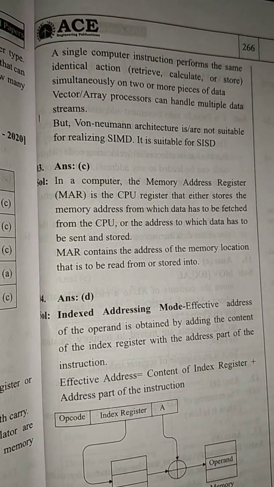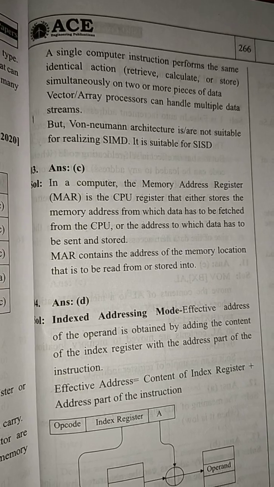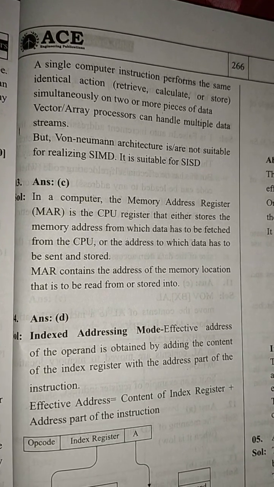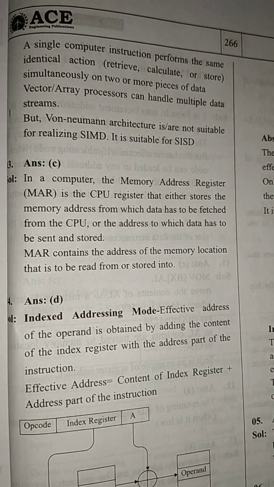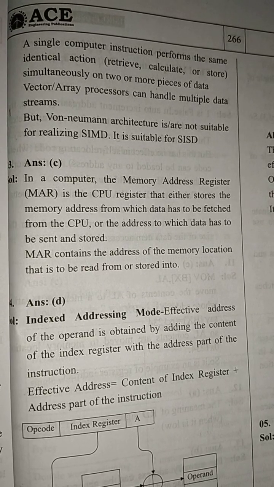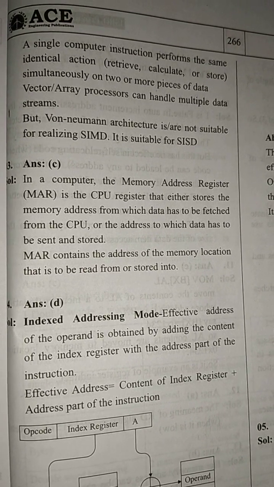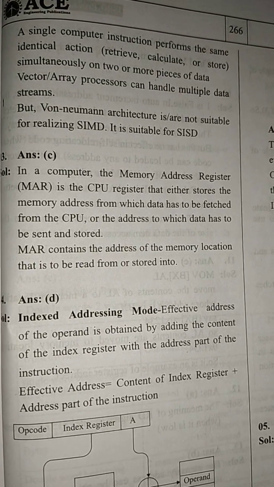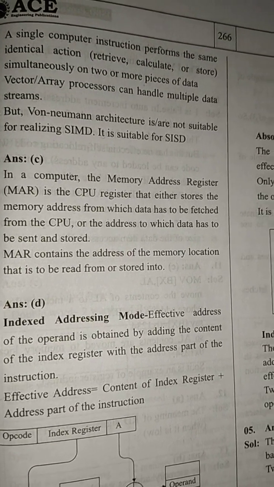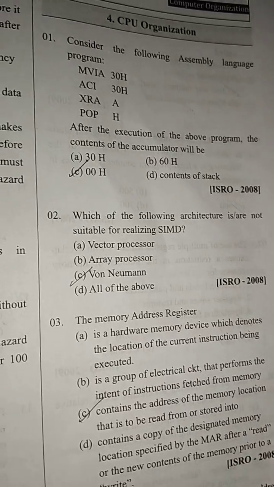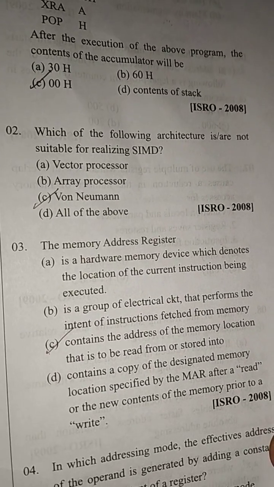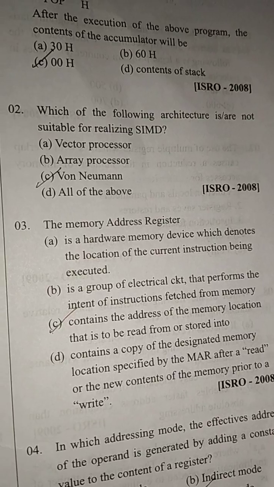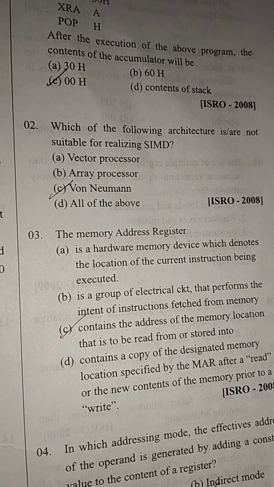A computer memory address register (MAR) is the CPU register that either stores the memory address from which the data has to be fetched from the CPU or the address to which the data has to be sent and stored. MAR contains the address of a memory location that is to be read from or stored into. That is, the memory address register contains an address of the memory location that is to be read from or stored into.